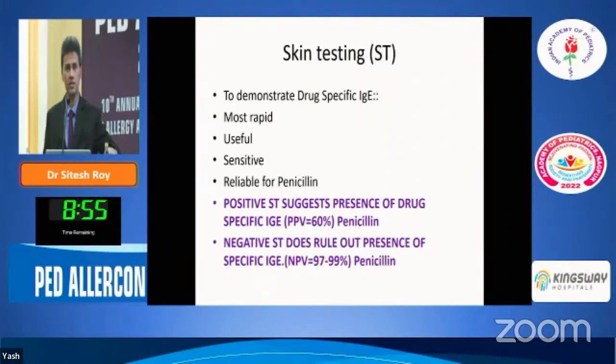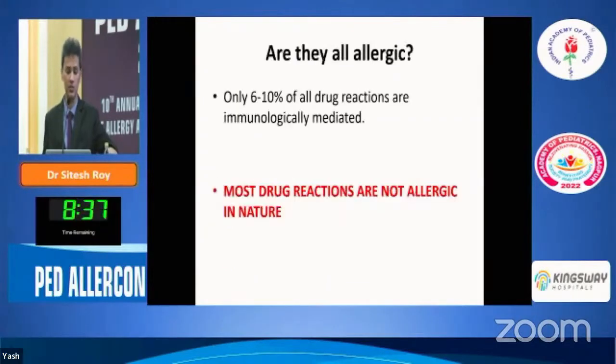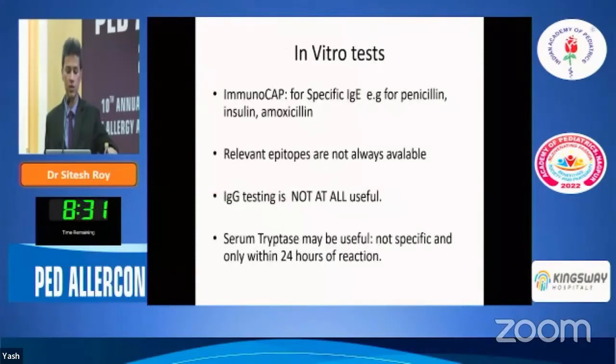It's fast, it's useful, it's sensitive, it's reliable when it comes to penicillin. And with penicillin skin testing, if it's positive, it has a 60% positive predictive value. If it's negative, it has a greater than 90%, 97 to 99% negative predictive value. But how is that test done? That's very important. Remember that most drug reactions are not allergic in nature.